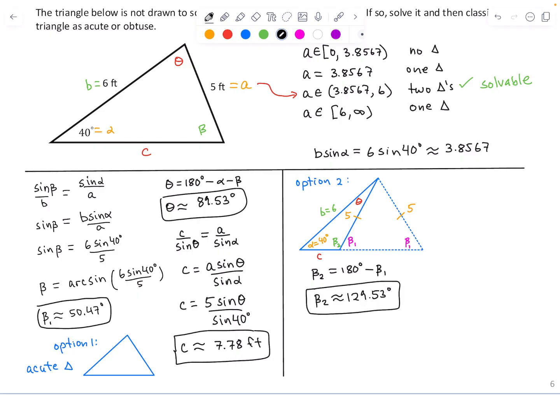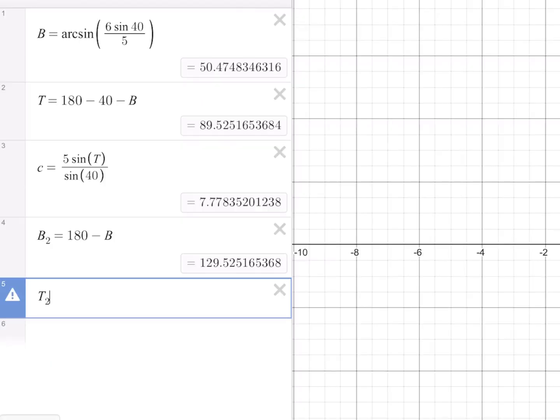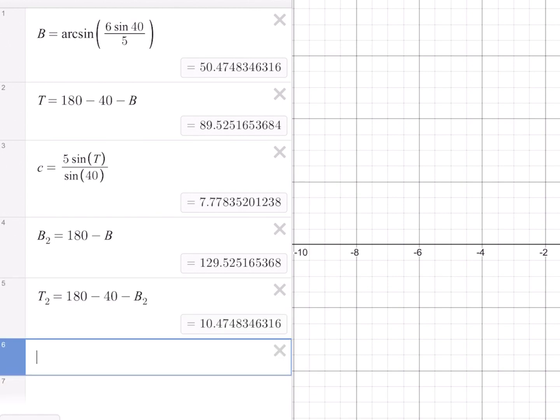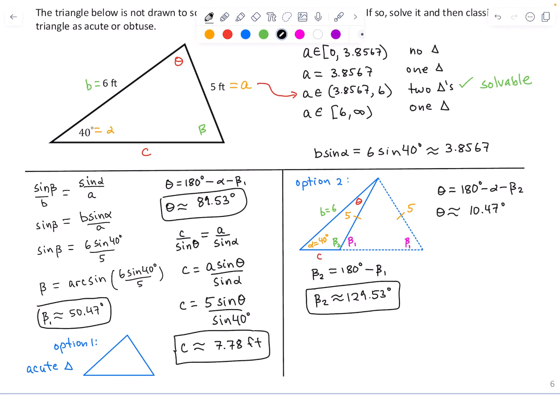All right, we can now find theta in the same way that we did before. Theta is 180 degrees minus alpha minus this beta 2. Let's call this capital T sub 2 for theta sub 2. 180 degrees minus alpha, which was 40 degrees, minus beta sub 2. And we get about 10.47 degrees. Let's go ahead and call this theta 2. And therefore, over here, let's call all of those theta sub 1.